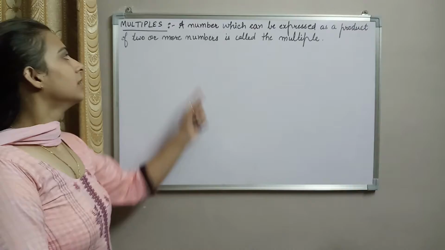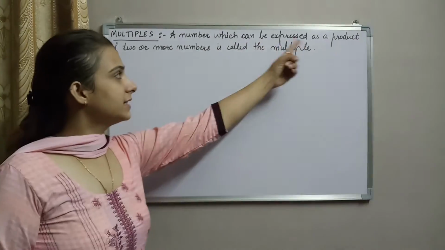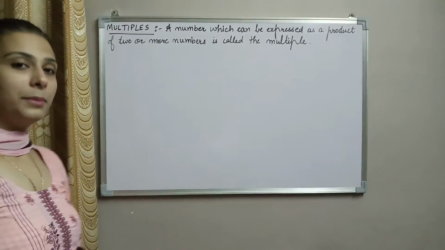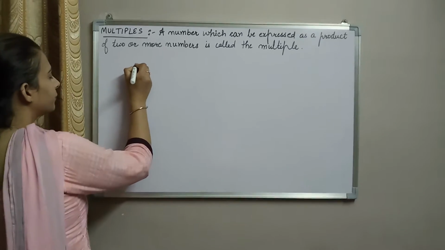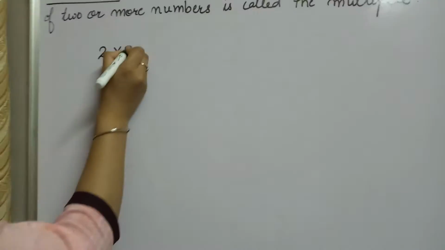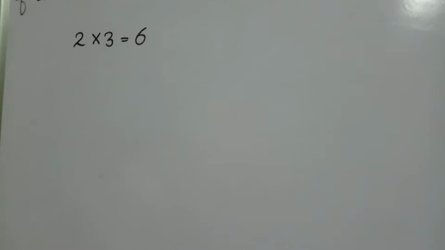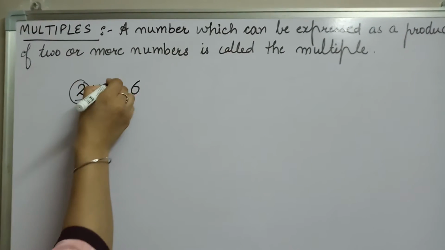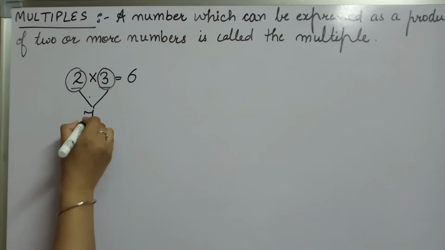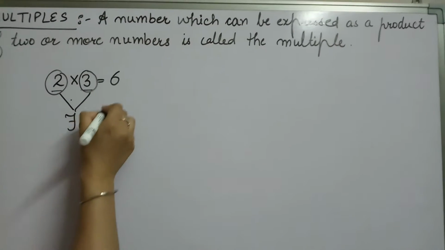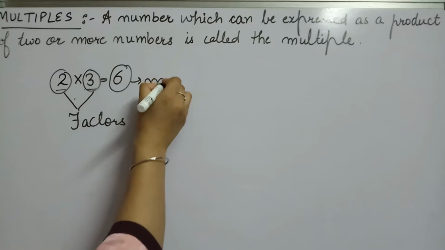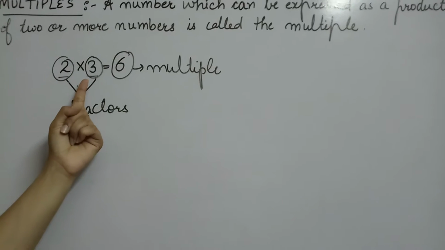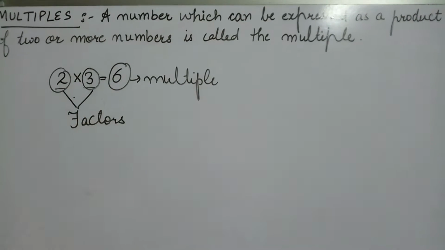So what are multiples? A number which can be expressed as a product of two or more numbers is called the multiple. So children, now look here. Suppose we are doing 2 multiplied by 3 is 6. Now what are 2 and 3? These are your factors. And 6 is your multiple. When we multiply two numbers, the answer which we get is your multiple.